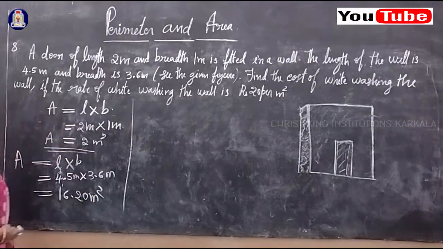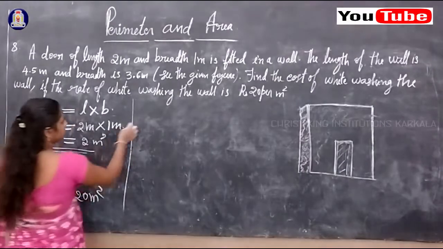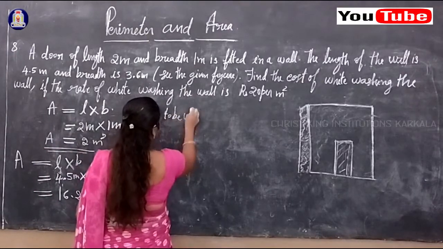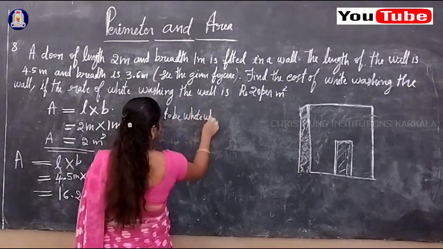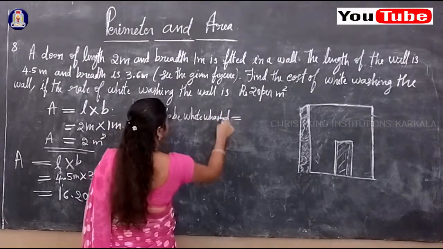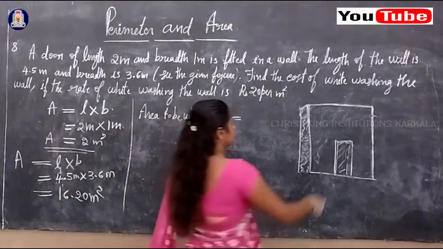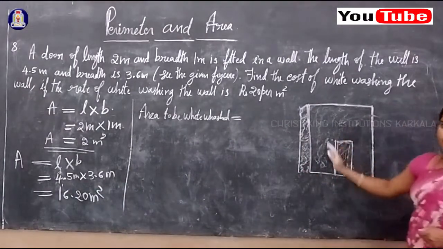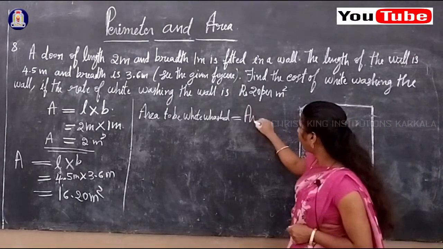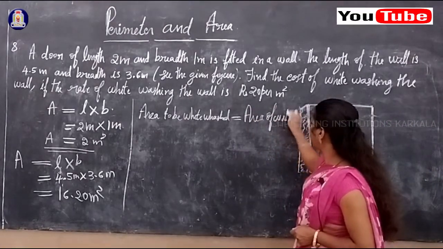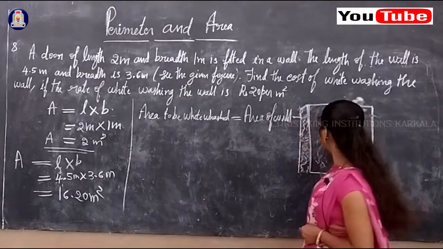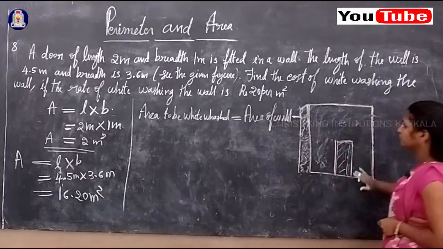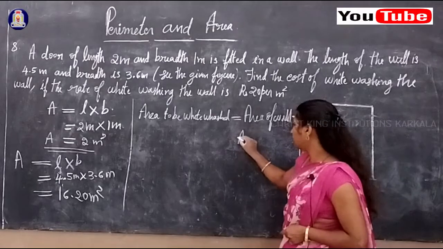So how to remove? What we need to find is the area to be whitewashed. How much area to whitewash? Only this much area, not including the door. So you have to remove the door from the area of the wall. So the area of the wall, minus from that area of wall means will include all, isn't it? Finding the area will include the full space, so from that you have to subtract the area of the door.